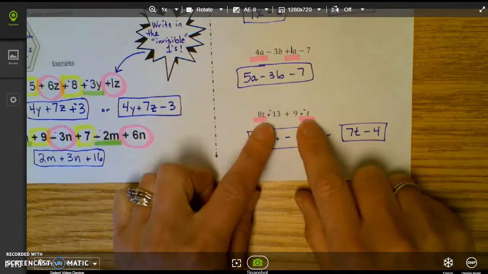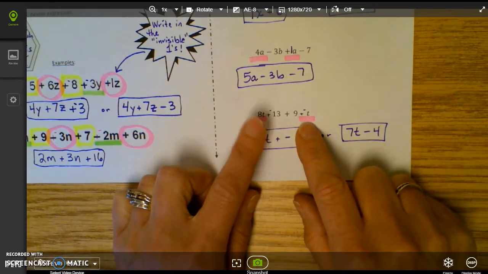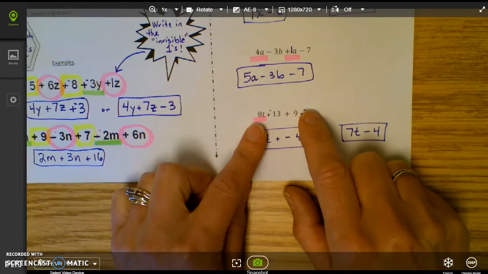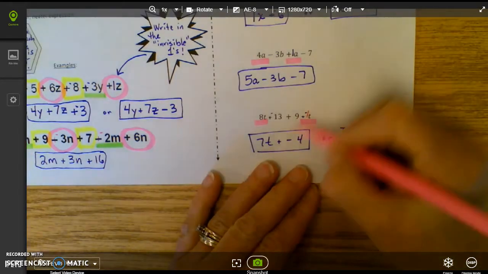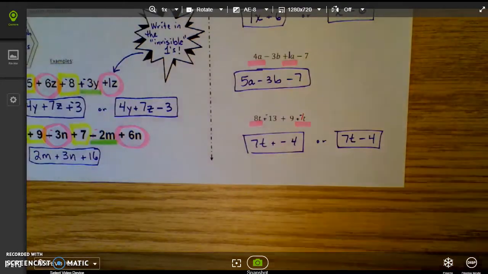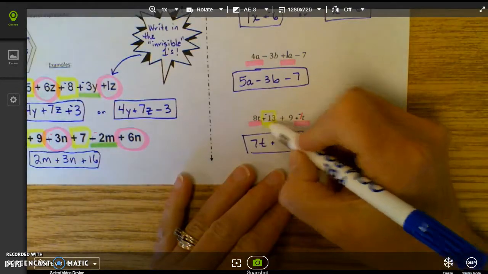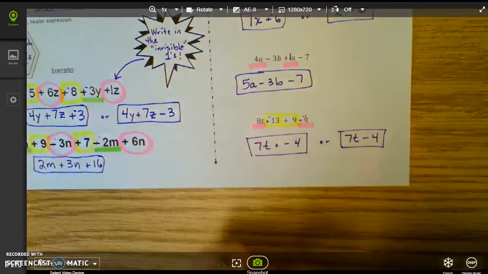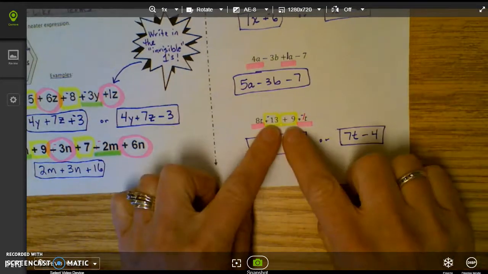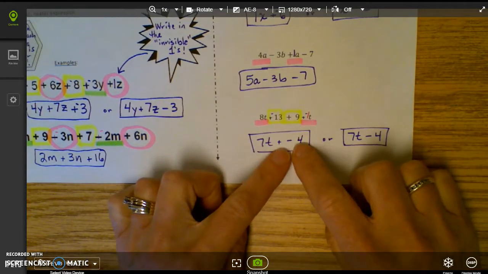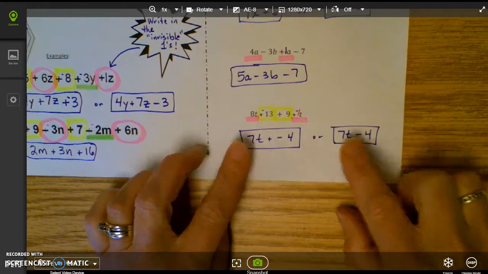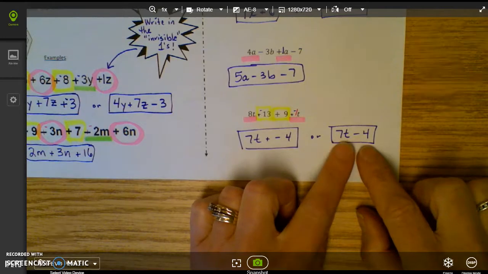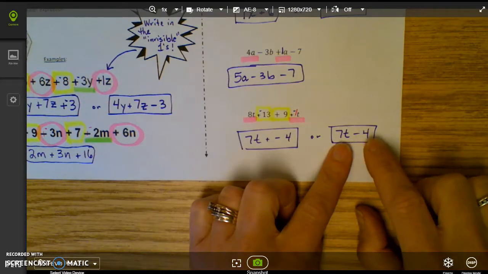And then for the last one, I highlighted my 8t, and I did keep, change, so I'd remember that that is a negative 1t. So that's how I got 7t. And again, we can use our highlighter to also box in those constant terms. Negative 13 plus 9 should be negative 4. So this is one way to write it, 7t plus negative 4. Or if you want to shorten it a little more, it's the same thing as having 7t minus 4.